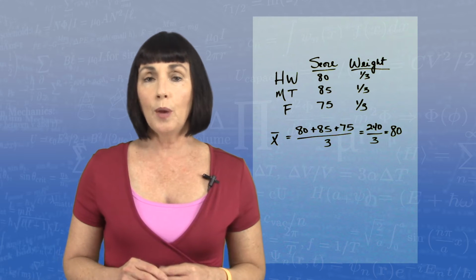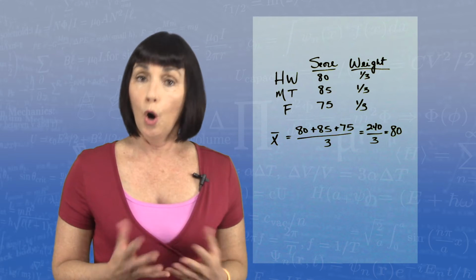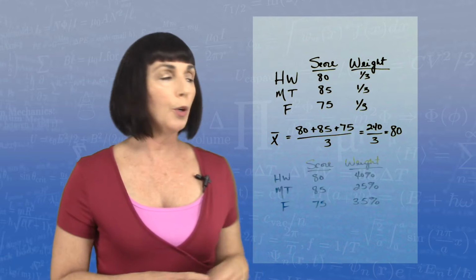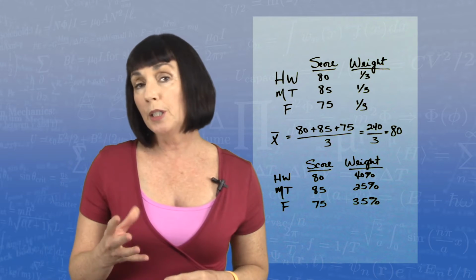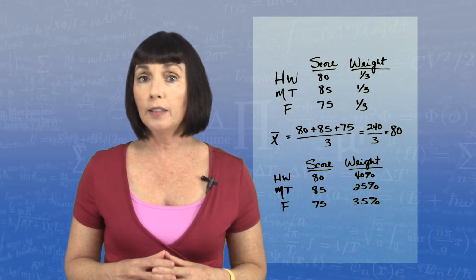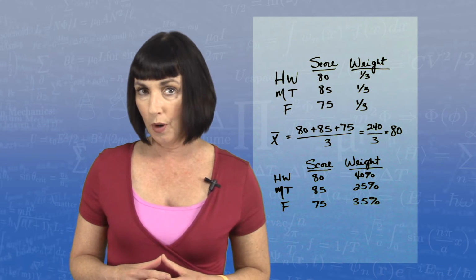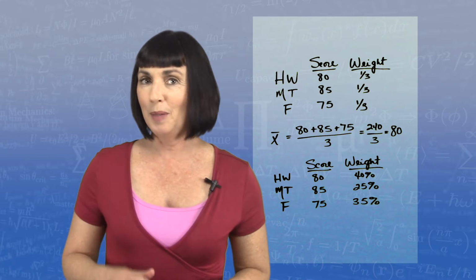Now suppose you have the same scores for your homework, midterm, and final, but they're weighted differently. Your homework is worth 40% of your grade. Your midterm is worth 25%, and your final is worth 35%. Now how do you calculate your final score? For that, you need a weighted mean.